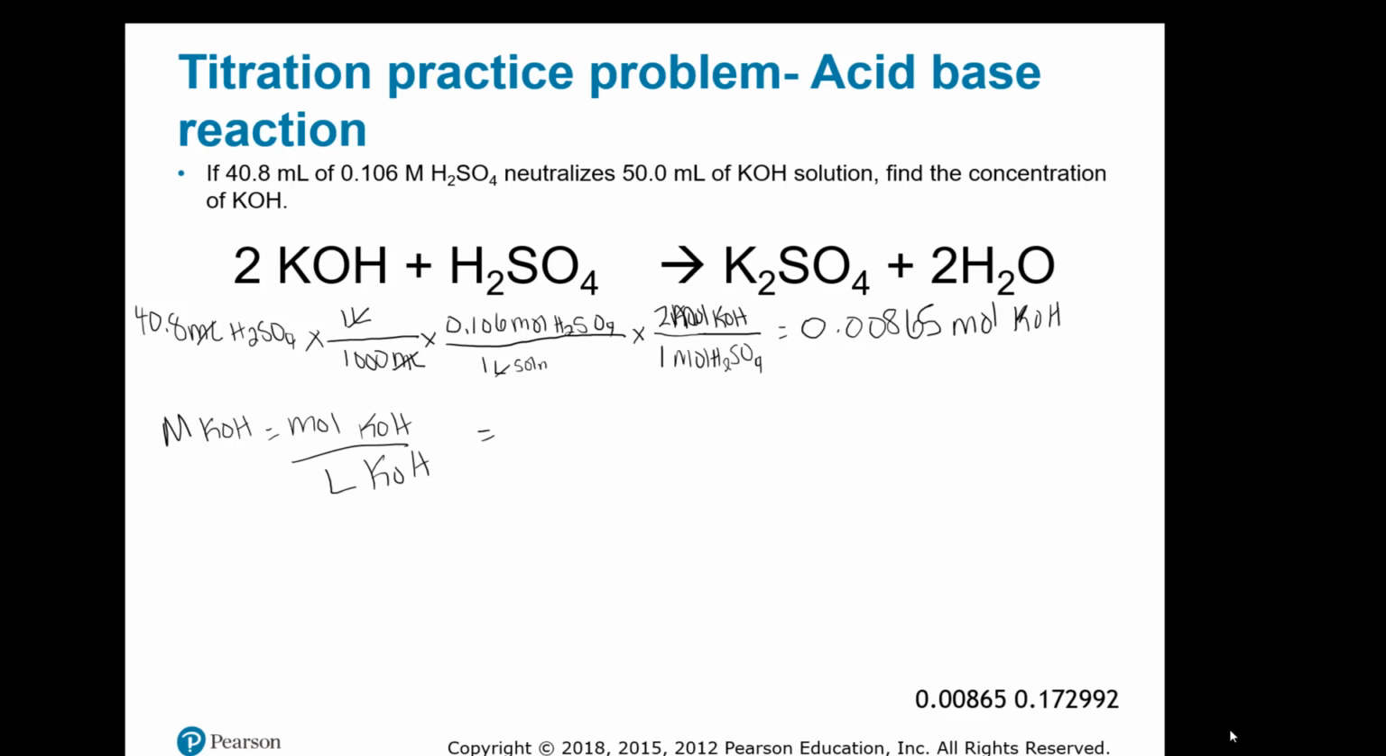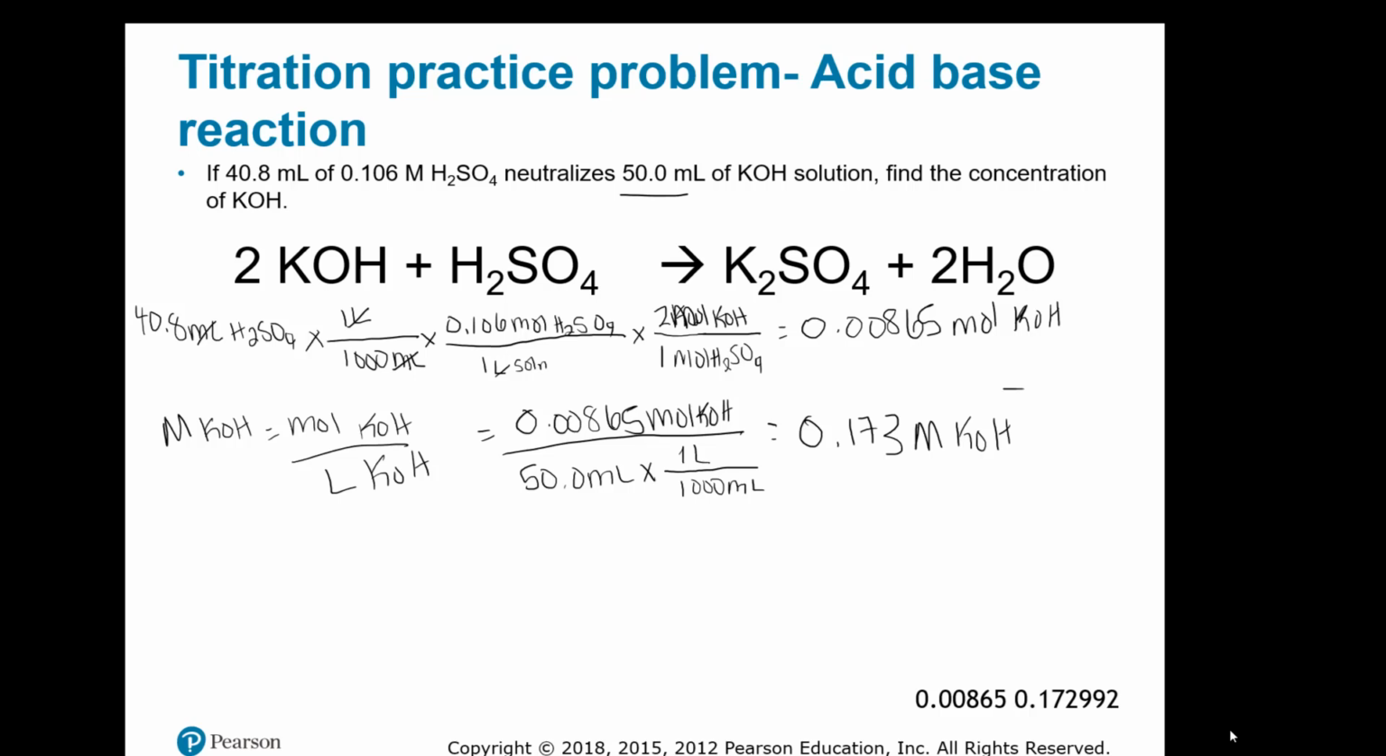So we can set up our calculation as 0.00865 moles of potassium hydroxide divided by 50.0 milliliters of potassium hydroxide solution. And here's where we convert milliliters to liters. We know that 1 liter is equal to 1,000 milliliters, so we divide 50.0 milliliters by 1,000 milliliters. Putting this all together in our calculator gives us 0.173 molar potassium hydroxide. And that's the molarity of our potassium hydroxide solution.